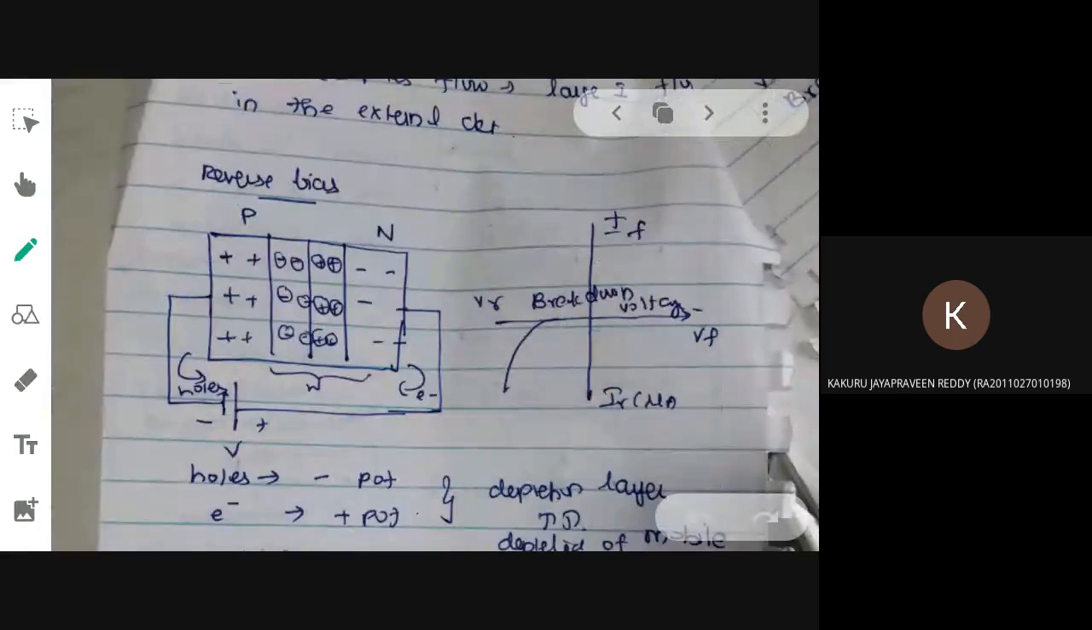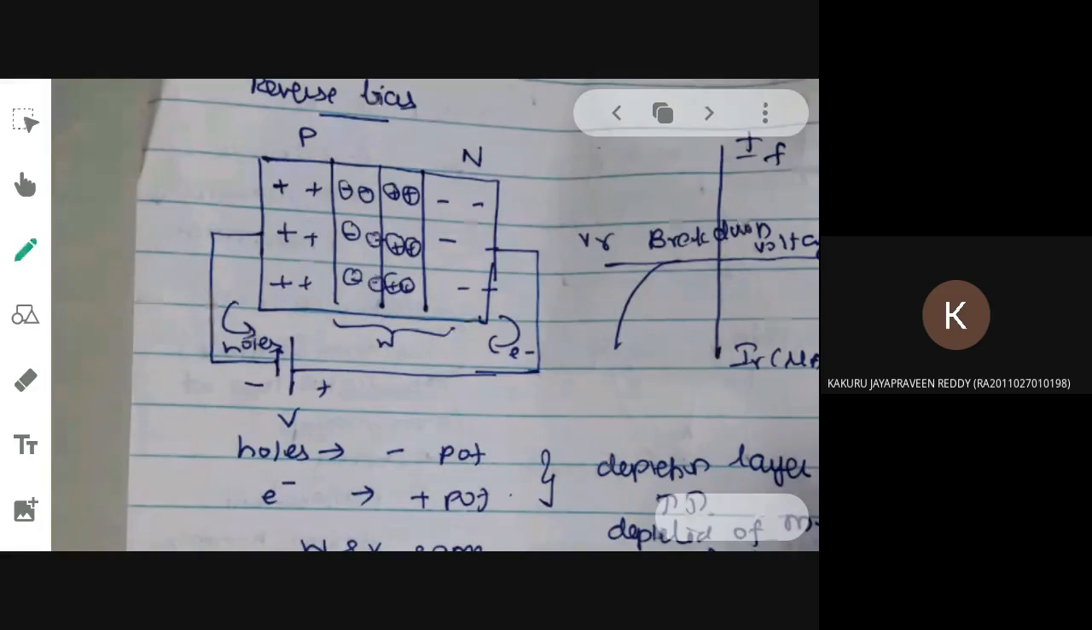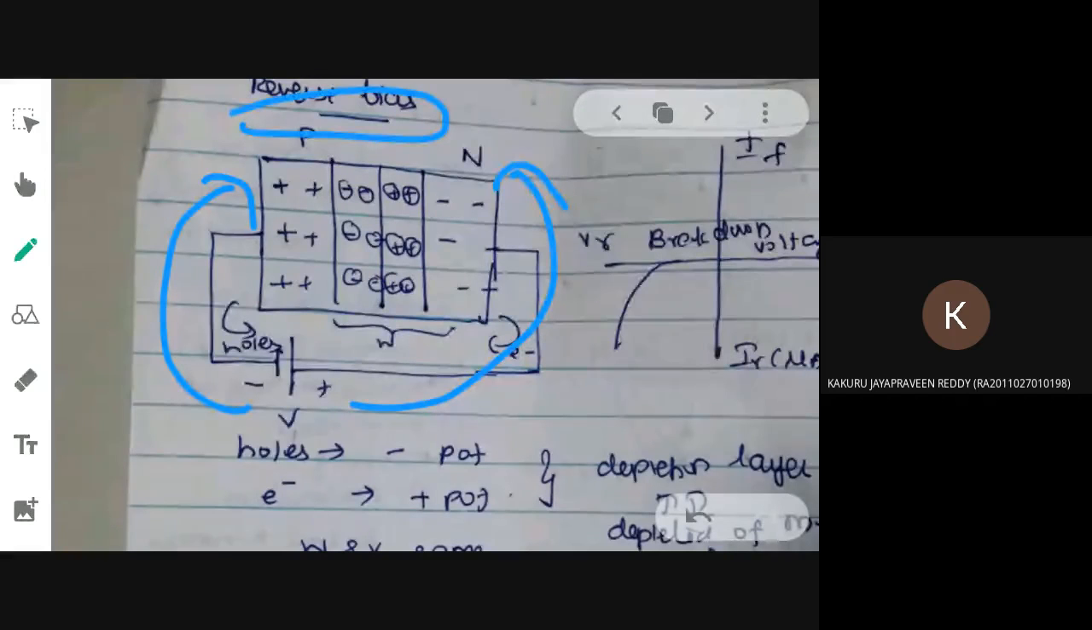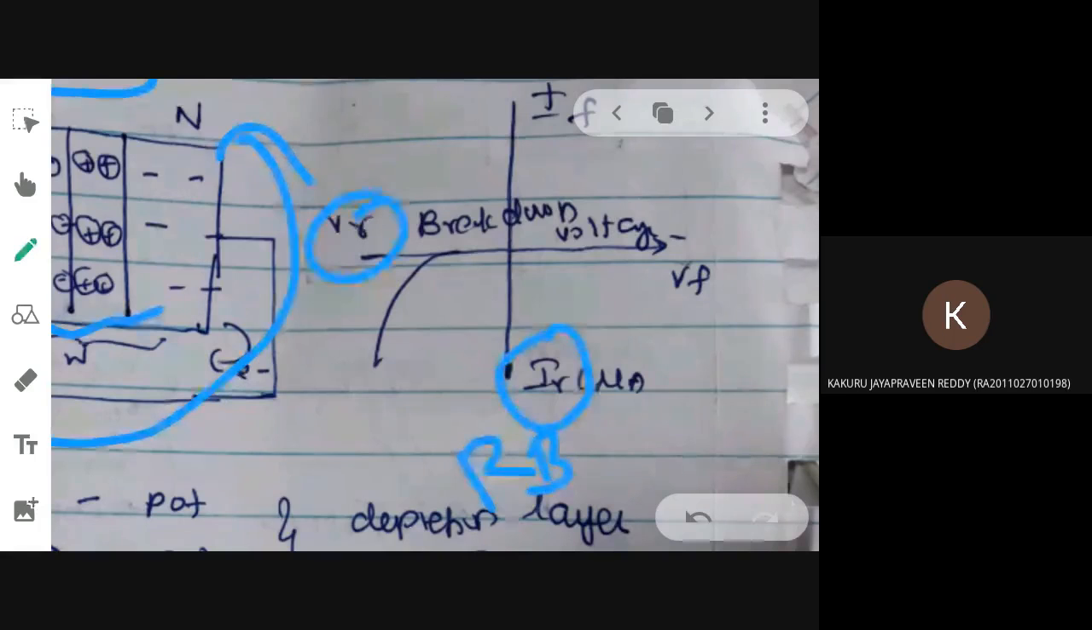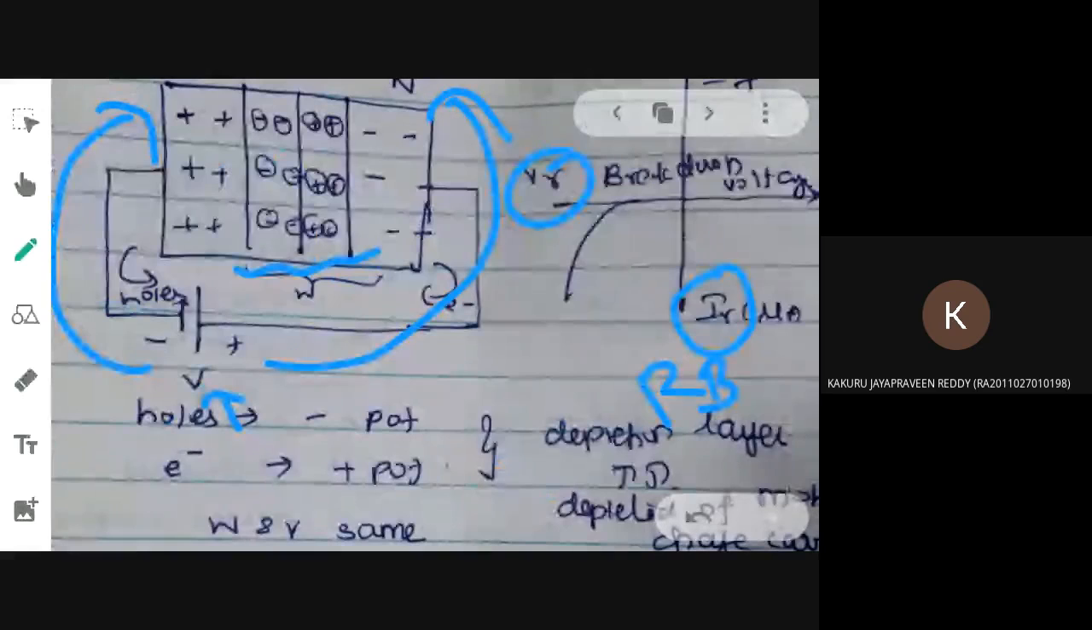You can see here for yourselves. This negative terminal is connected to P and positive is connected to N, so it will be the reverse bias condition. Again, this is your internal barrier and this is your applied voltage. And this is your reverse bias characteristics, drawn between reverse current and reverse voltage. How that characteristic is obtained we are going to discuss again.